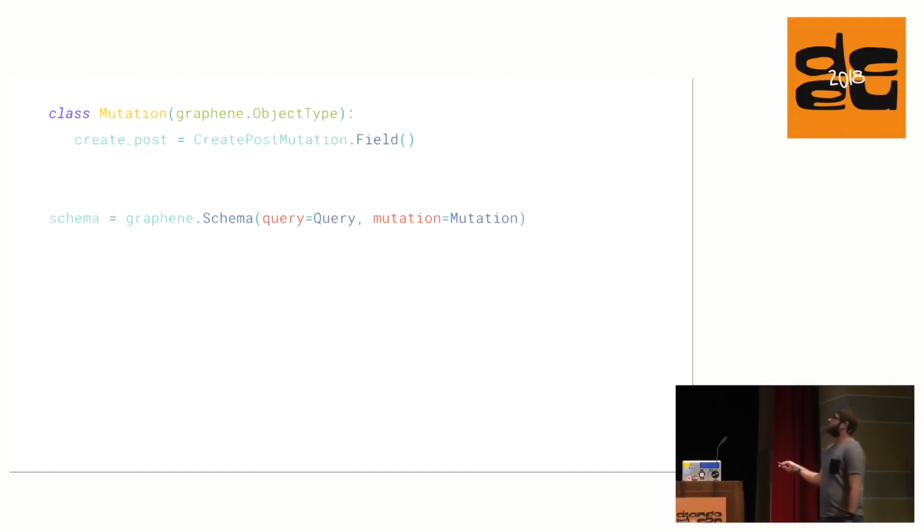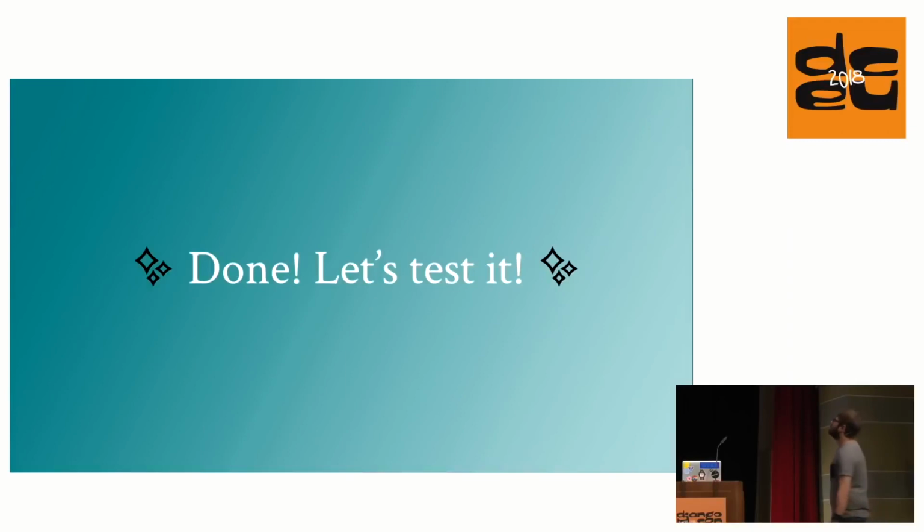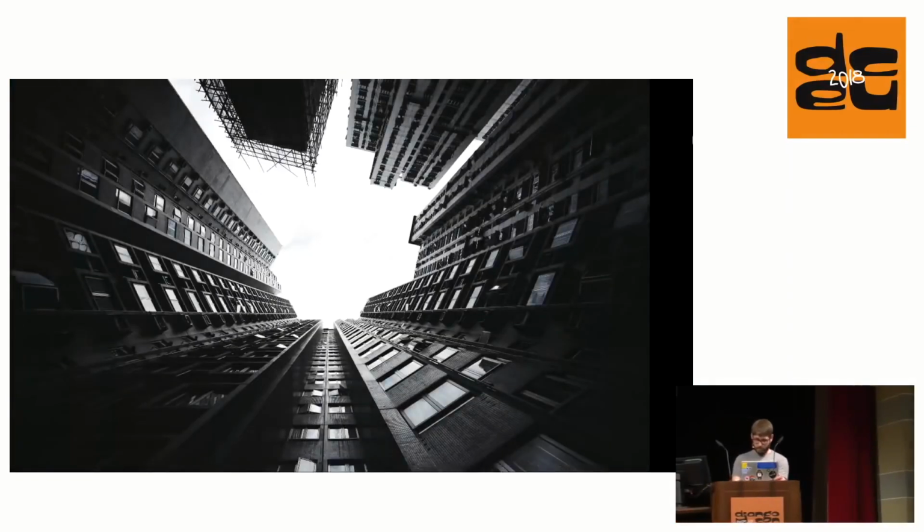And then you have to create a mutation object with all the mutation fields. In this case, there is only create post, and then you pass it to the schema. Done. Let's test this quite quickly.